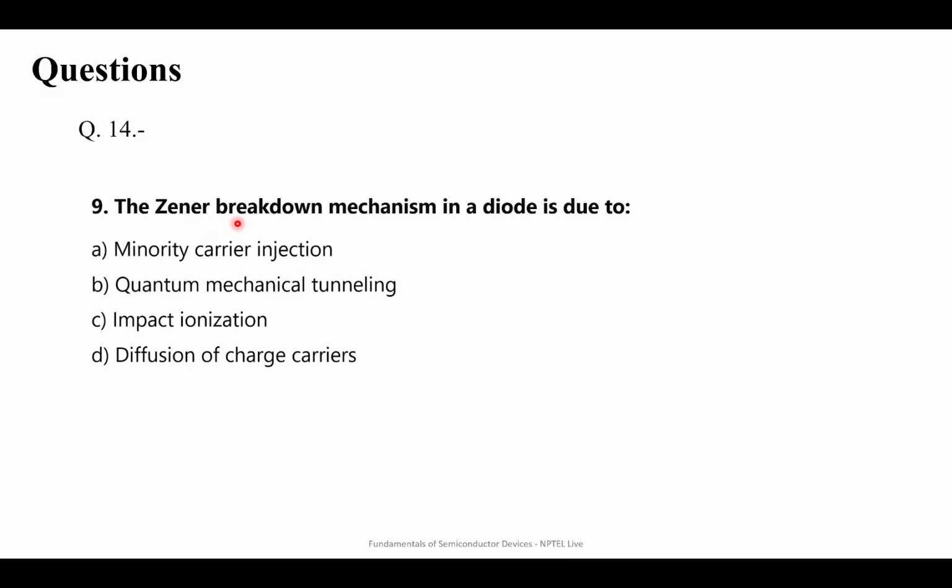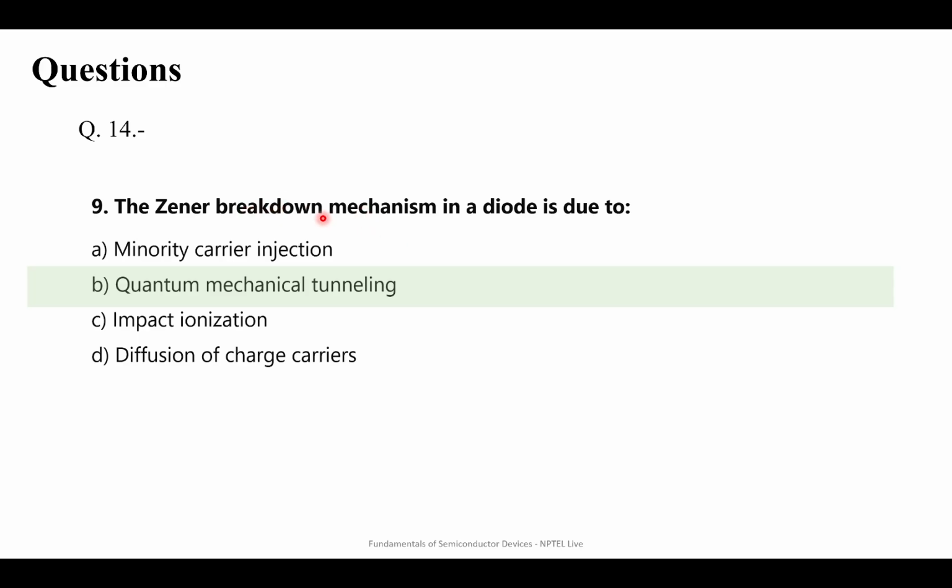So the Zener breakdown mechanism in a diode is due to minority carrier injection, quantum mechanical tunneling, impact ionization, or diffusion of charge carriers. So the answer to this is actually quantum mechanical tunneling. Impact ionization is not the answer for Zener breakdown.